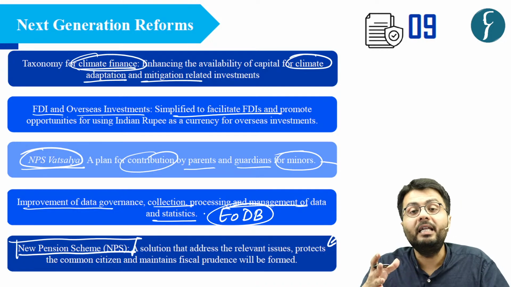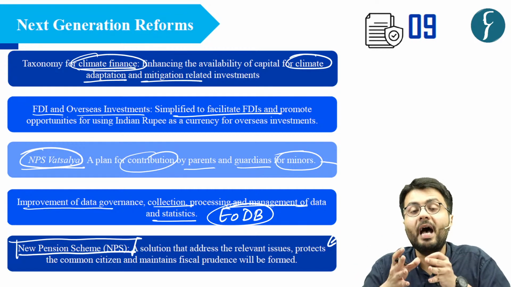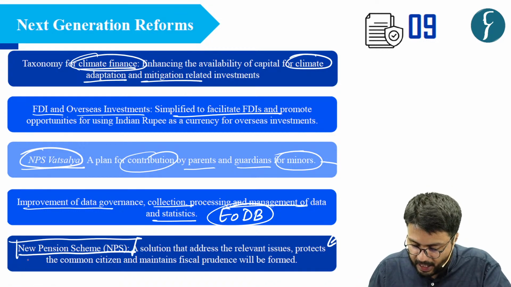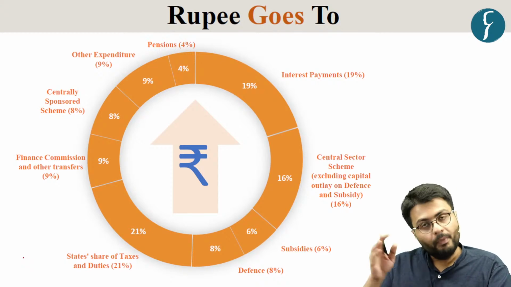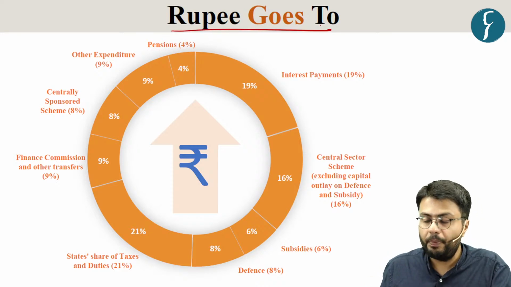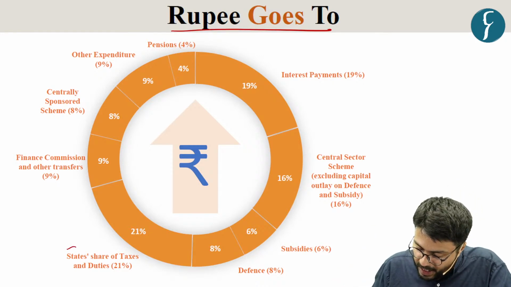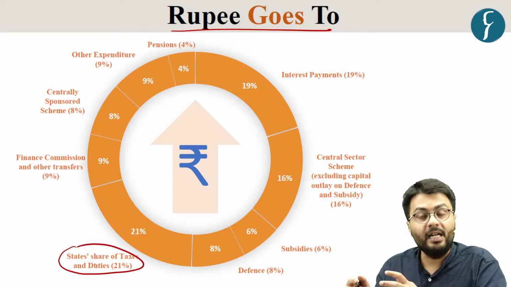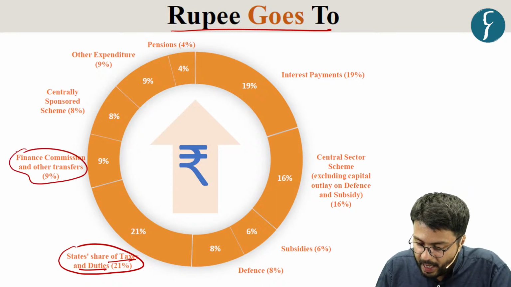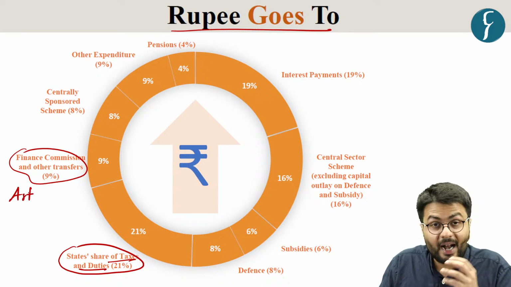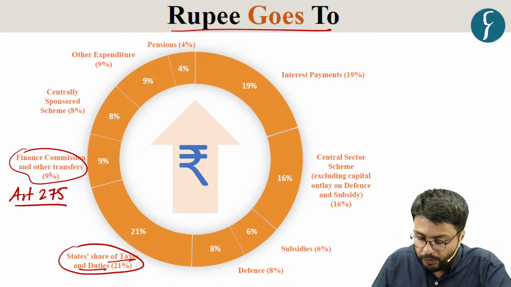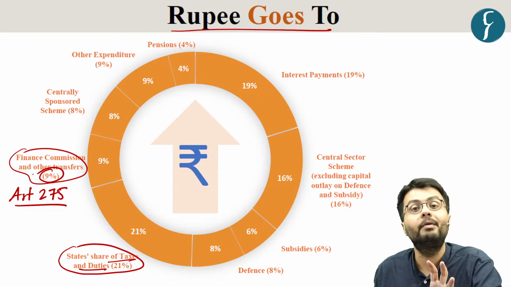So these were the priorities undertaken by the government and highlighted by the finance minister in her speech yesterday. Now, let us understand what are the key trends in the country's expenditure account. For every rupee that is spent by the government, as much as 21% is given to states in the form of their share in taxes and duties. Further, finance commission and other transfers, which include grants in aid provided to the states under Article 275, account for as much as 9% of total spending by the government.